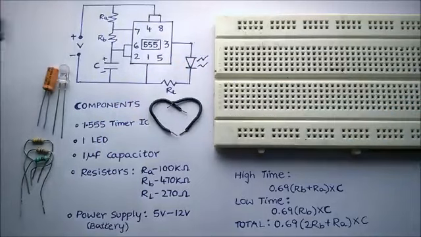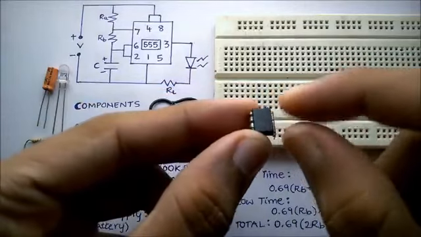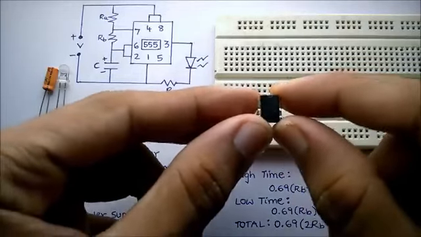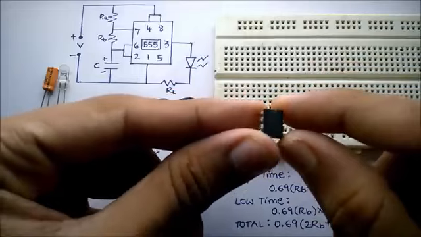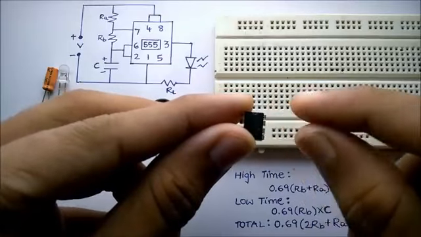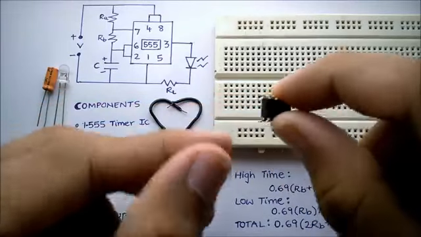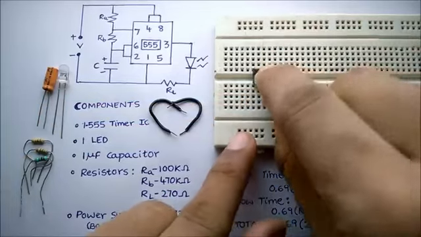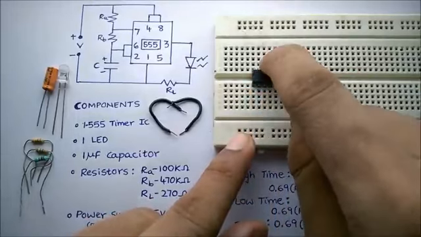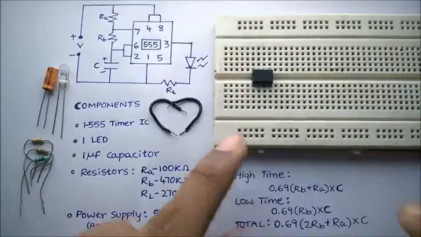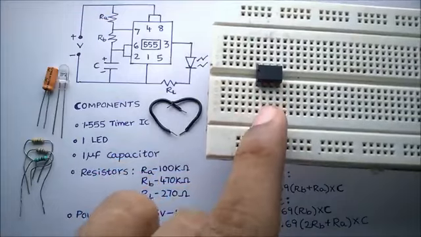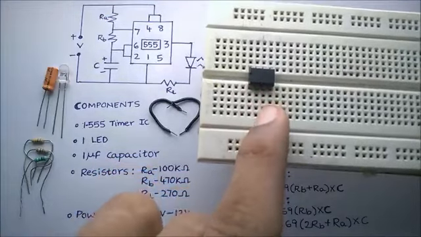Now take the IC, observe the notch on top of the IC. This is to indicate the pin numbers. So when you place the IC such that the notch is on the top, the pin numbers start from here. Pin number 1, 2, 3, 4, 5, 6, 7 and 8. So place the IC in this position. If you are new to breadboard, then note that all the 5 slots in a column are interconnected.